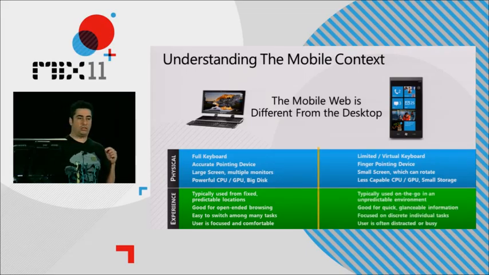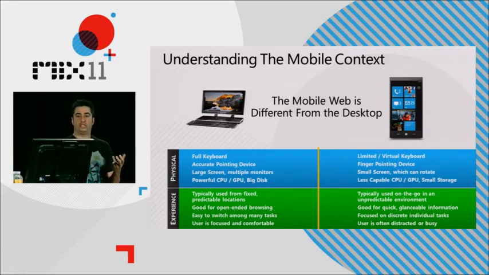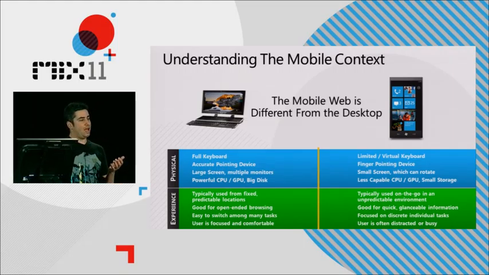Phones are typically used in environments that are on the go, right? Mobile web users are typically just that. They're mobile. So phones are typically used more for quick, glanceable information. The user is typically focused on an individual discrete task right there in the moment. And usually when they're using their mobile device, they're not necessarily focused. They might be distracted, right?